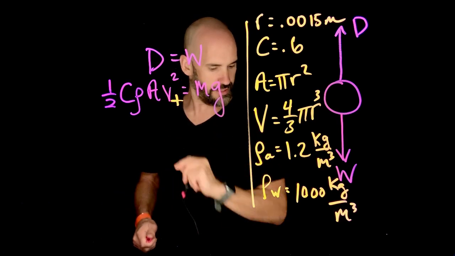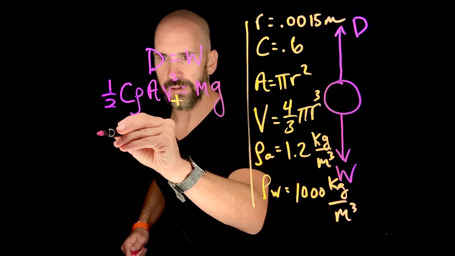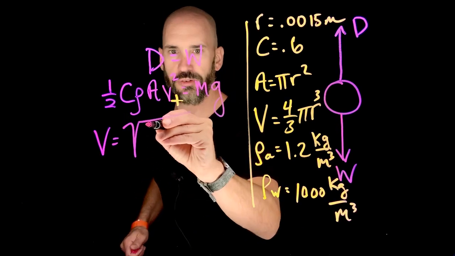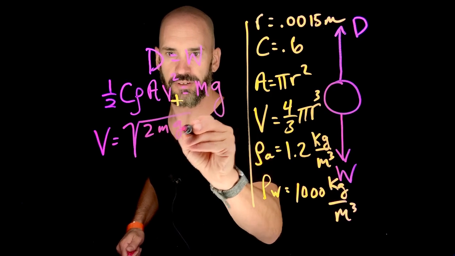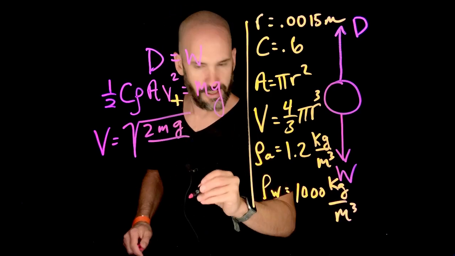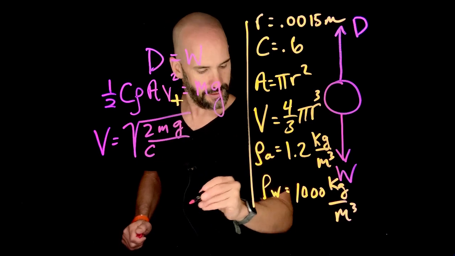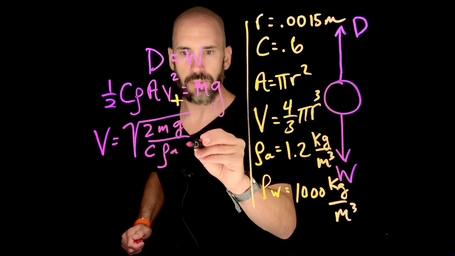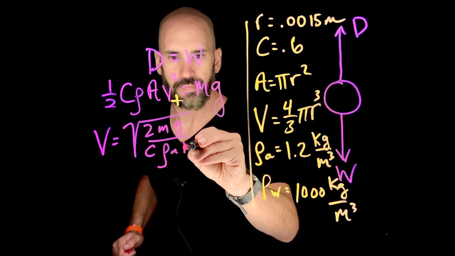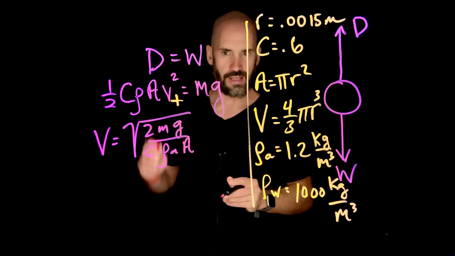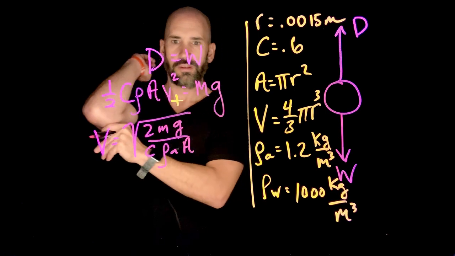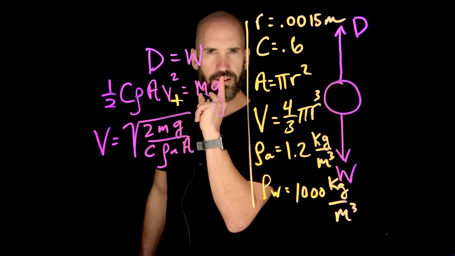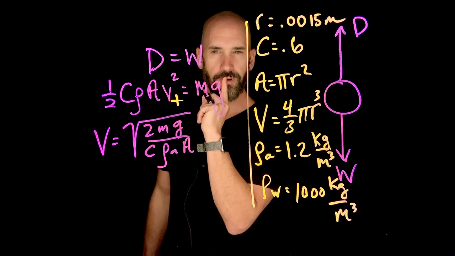And if I solve for V, we get that V is equal to the square root of 2 times the mass times gravity, divided by the coefficient of drag times the density of air times the area. Okay, now, there's a couple things you may look at this equation and be like, man, I don't actually know that, okay?